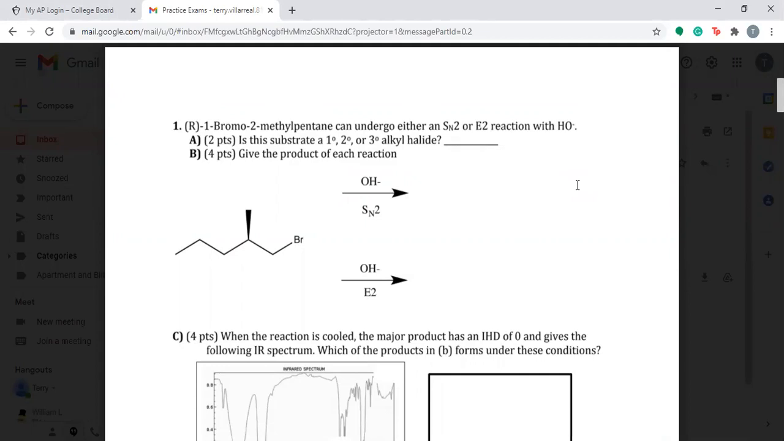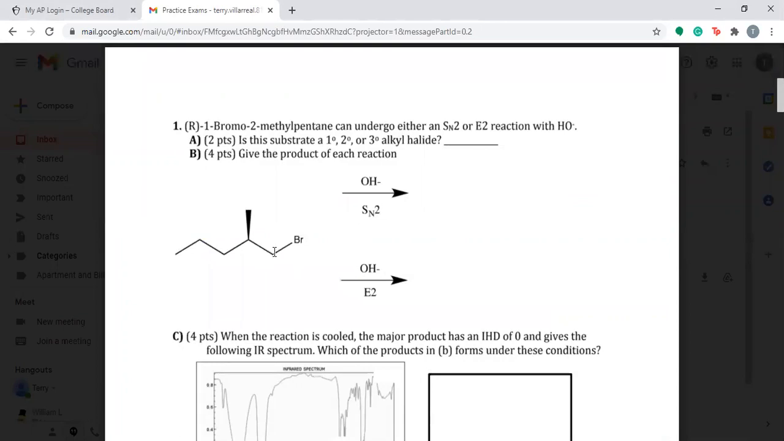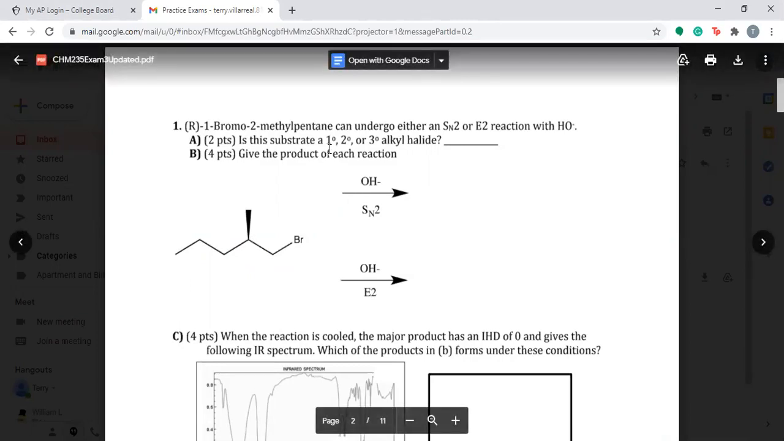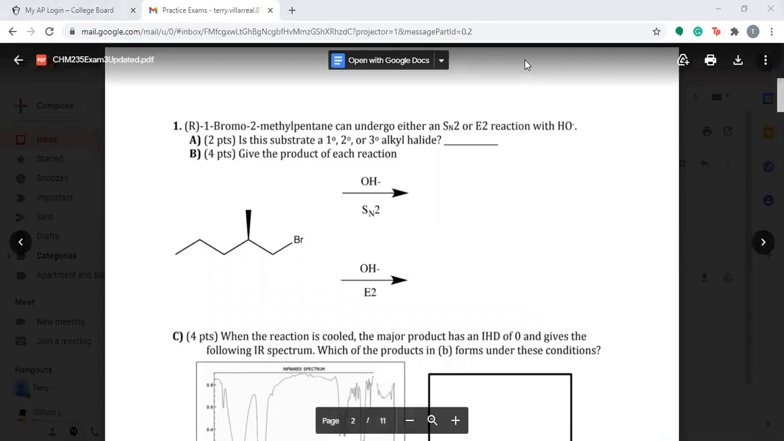So answering the first question, is this a primary, secondary, or tertiary? Primary. For those of you at home that aren't live, you find your halogen and look at the carbon that it's connected to and see how many carbons are attached to it. It's attached to this one, so it's only one, so it's going to be primary. The question says that it can undergo SN2 and E2. So if you want, I will give you a 15-second head start to work on the products for these two reactions, and then we will go through them.